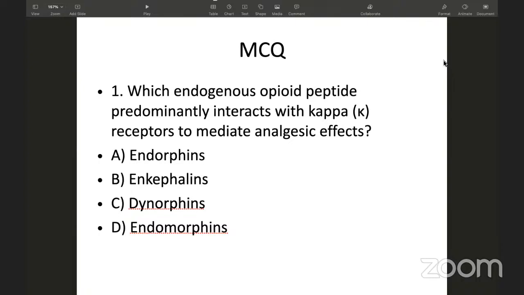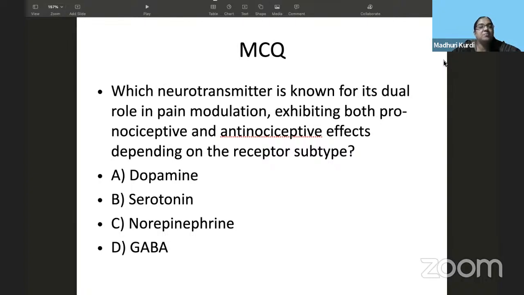Okay, this question is very painful. Which endogenous opioid peptide predominantly interacts with kappa receptors to mediate analgesic effects? Again, maximum A choice has been given. What choice did you keep? Dynorphins. I think endorphins can also do it. So what is the correct answer? The right answer is dynorphins. Okay. What is the difference between endorphins and dynorphins?